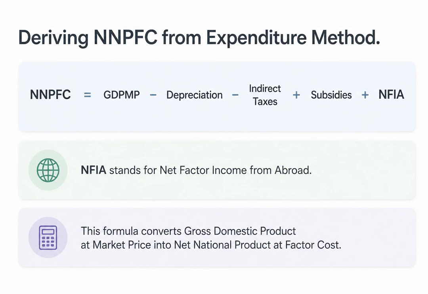Once we have calculated the GDP at market price using the expenditure method, we usually want to find the net national product at factor cost, which is the true measure of national income. To get there, we take our GDP at market price, subtract depreciation to move from gross to net, subtract indirect taxes and add subsidies to move from market price to factor cost, and finally, add net factor income from abroad to move from domestic to national.